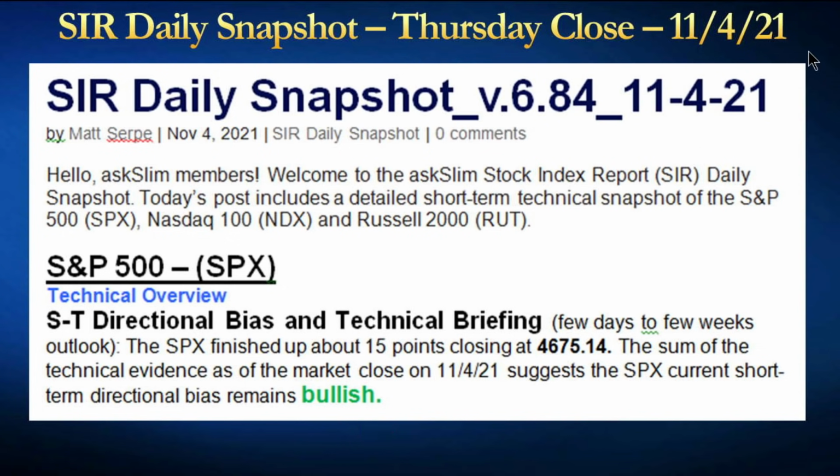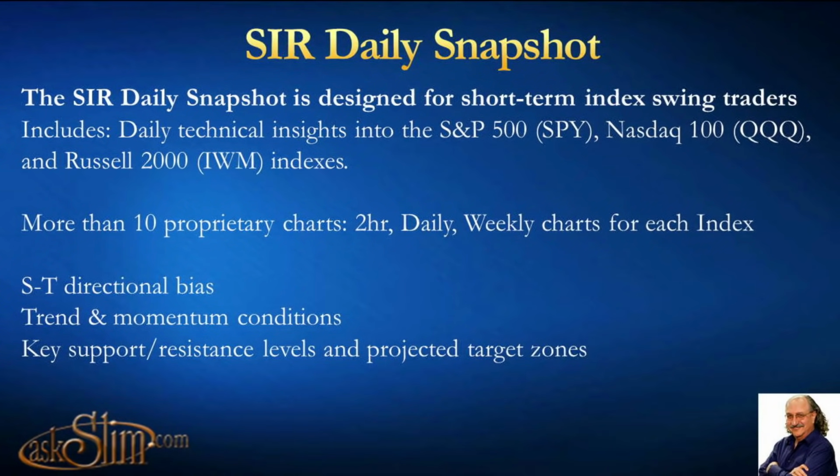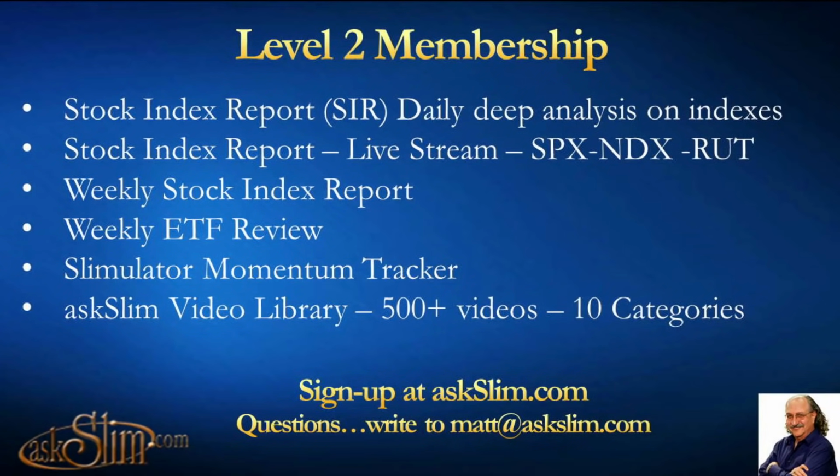These are the short-term type things and important information that you're going to get. The SIR Daily Snapshot is designed for short-term index trading, for swing traders, for intraday traders. It includes technical insights into the S&P 500 with the SPX, the SPY, the NASDAQ, and the Russell, and more than 10 different proprietary charts, 2-hour, weekly, daily charts for each of the indexes. You get our short-term directional bias, our trend and momentum conditions, key support and resistance levels, and our projected price targets. You can get this with a level 2, 3, or 4 membership.